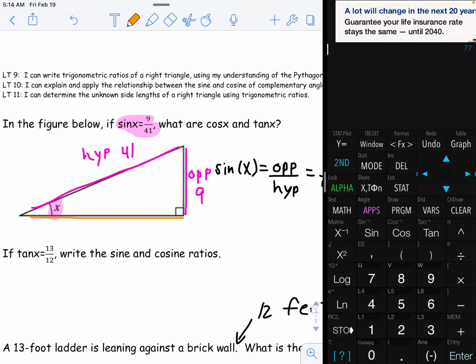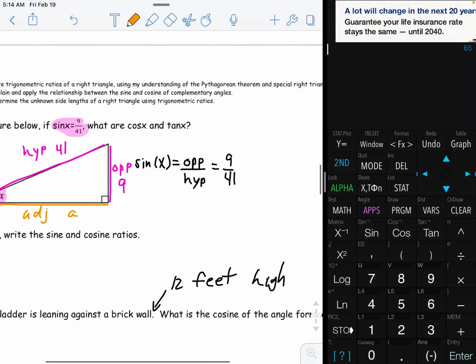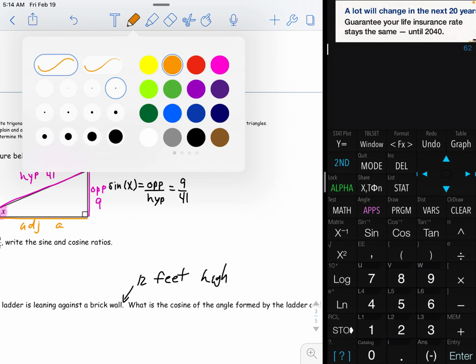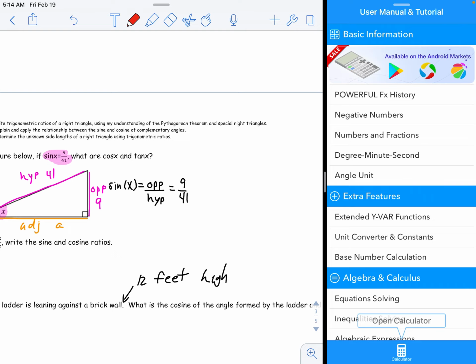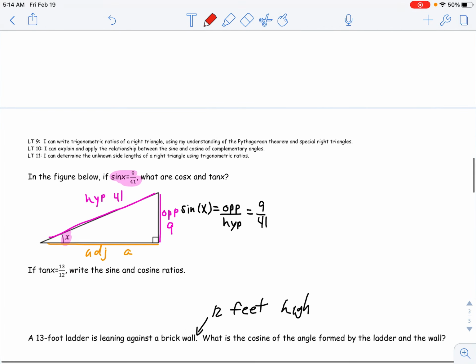Both of those ratios incorporate the adjacent side. We don't know the adjacent side, so we're going to have to use the Pythagorean theorem to find it. I'm going to call the adjacent side A.